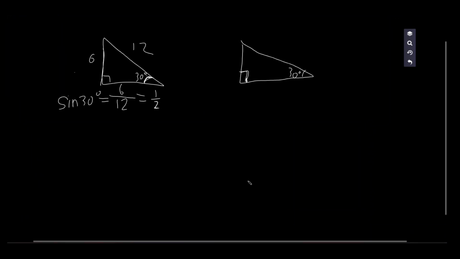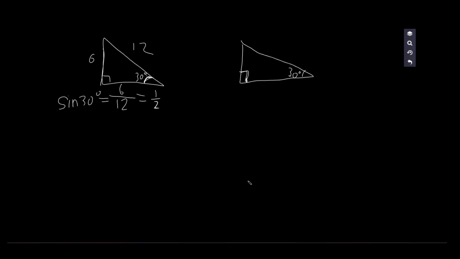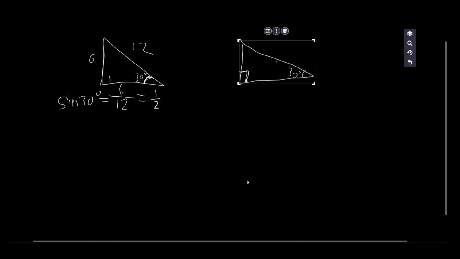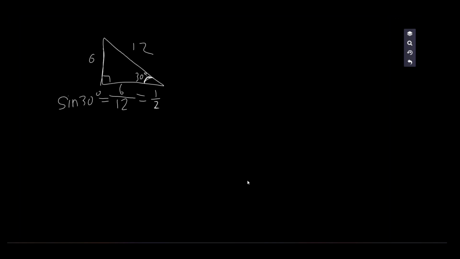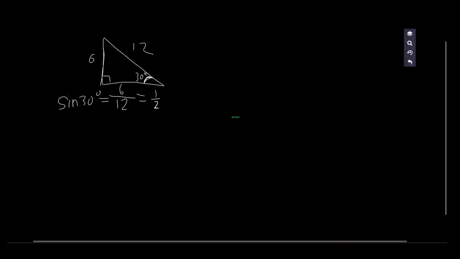But let's tie this into our sine idea. If we know that one of the angles is 30 degrees, then we know they're similar. So we know that the ratio of these two side lengths is going to be the same. So now we know why this works for this specific triangle. It will work for any triangle with a 30 degree angle.